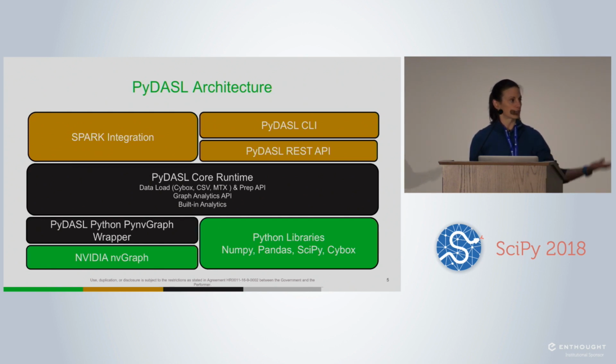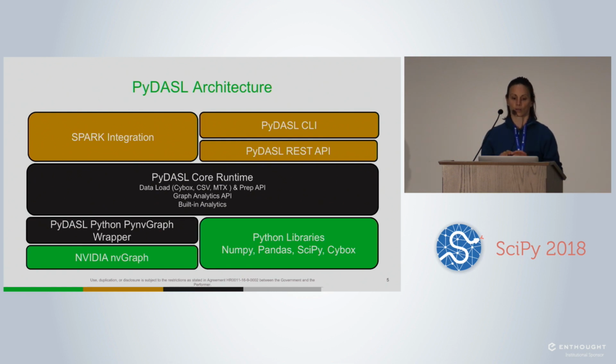For example, you can load data into the engine, and that data can be of different formats, including SciBox, CSV, or MTX. There's some data prep API in there that helps put the data onto the GPU. And then we have a custom graph analytics API so that you can write graph analytics. And in addition to the ability to add custom analytics, there's also built-in analytics that we already have in there that you can run.